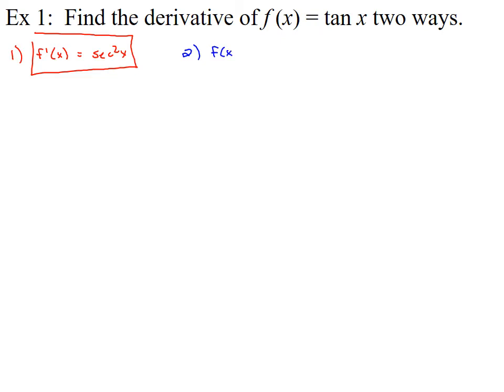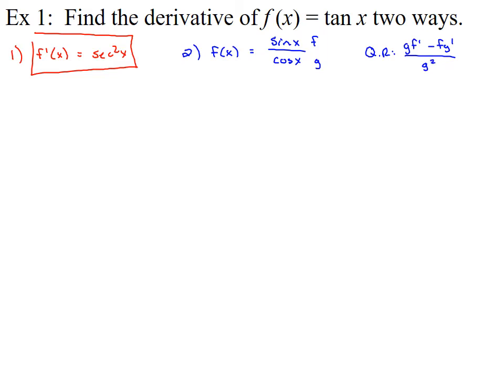We could say that tangent of x, from our identities in trig, is the same thing as sine of x over cosine of x, and to take the derivative of that, you could use your quotient rule that we covered in the last section. So remember, quotient rule says that you can do gf prime minus fg prime all over g squared.